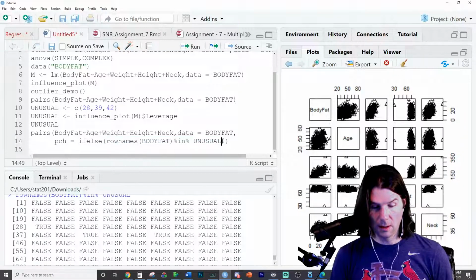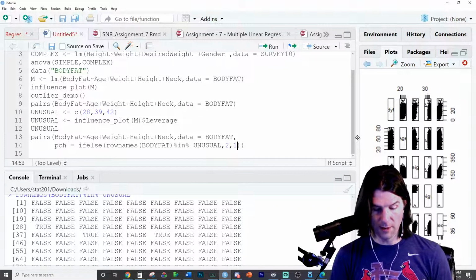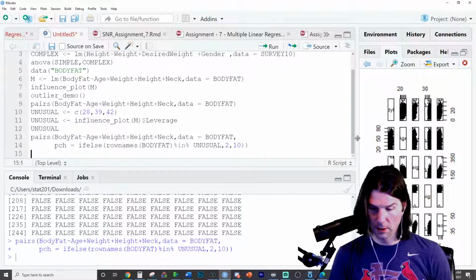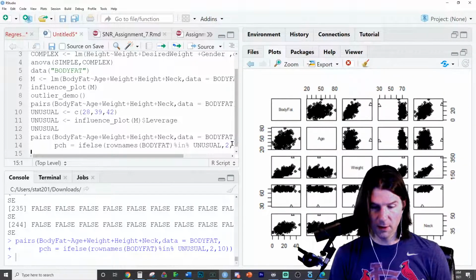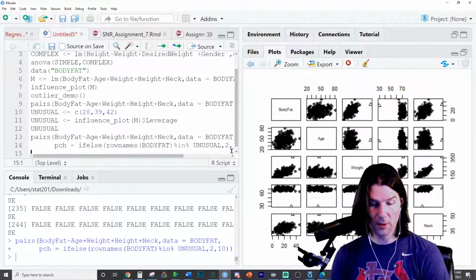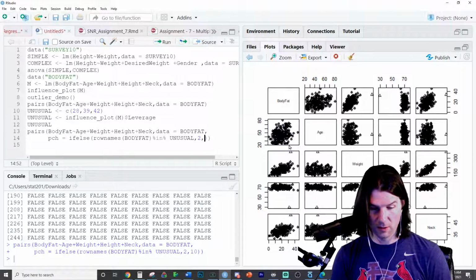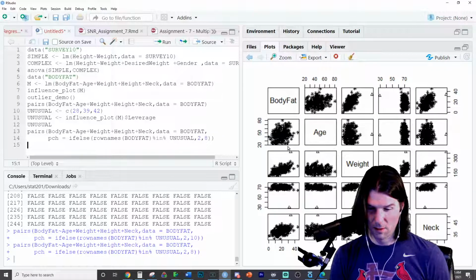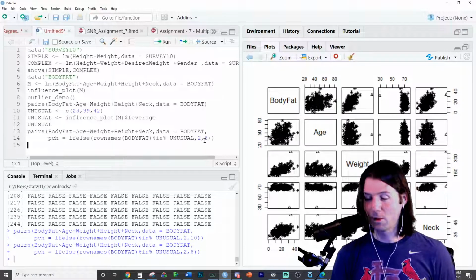If they are contained in unusual, then we want to use 2, if not 10. We'll see how that looks. Did this work? It looks like it ran, and we fixed our code now. So now it's going to do a triangle. I don't really mind what else the dots look like, but let's change it a little bit. Let's go 8. Let's keep it like that. You can play around with this, whichever one you want.